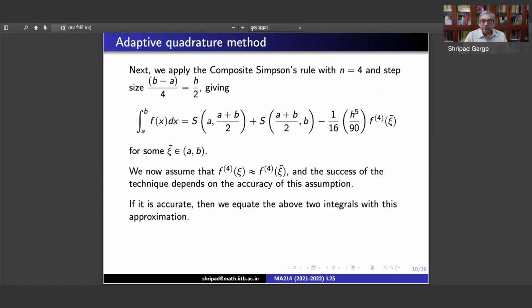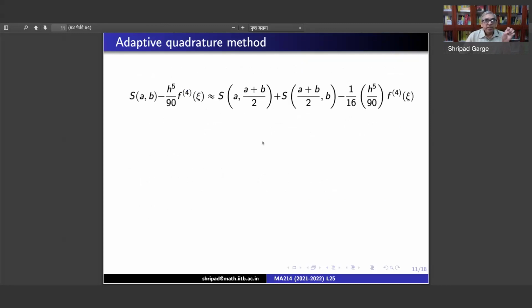Okay, so if this is reasonably accurate, we assume that this is accurate. If this is accurate, then this f power 4 xi tilde here and the f power 4 xi that we obtained earlier can be equated. We will have that they are the same. And so what we get is that this S_AB minus h power 5 by 90 times the fourth derivative at xi. Remember, the left hand side is the approximation to integration.